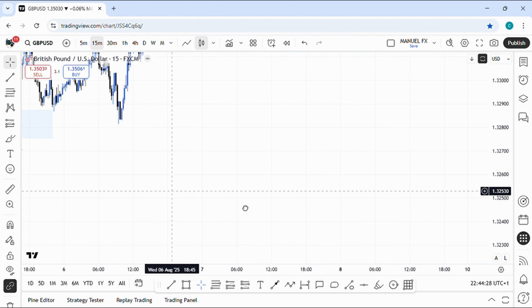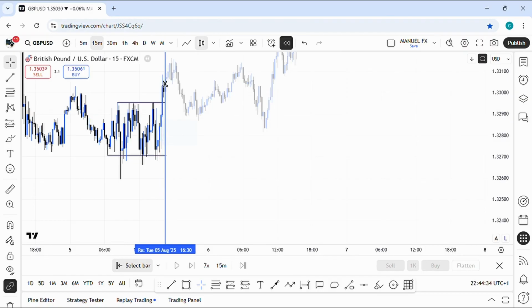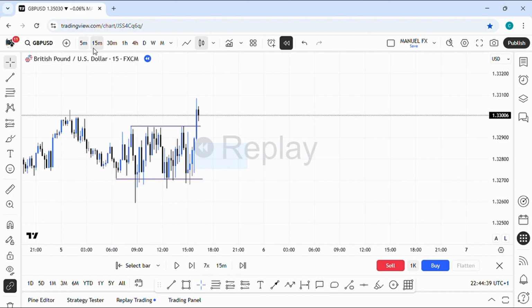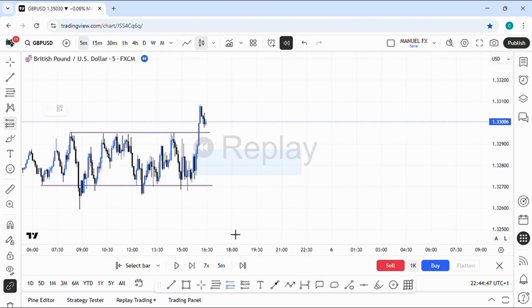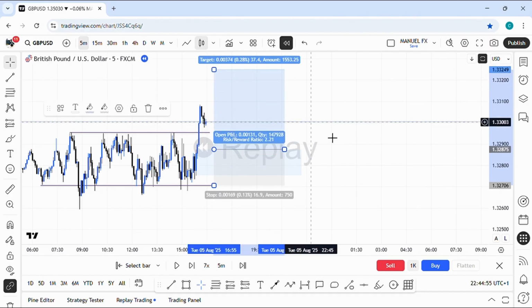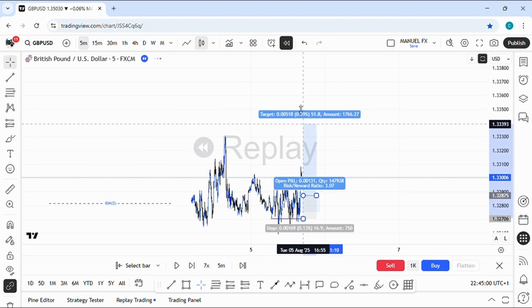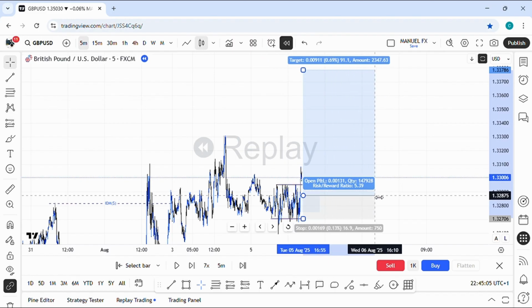This zone. So I'm expecting price, since price broke out of the accumulation zone on the 5 minutes, to just come back and tap me in on that zone. This is where I'm going to be buying, and I'm going to be targeting a 1 to 5 risk to reward ratio. This is what I'm going to be targeting.